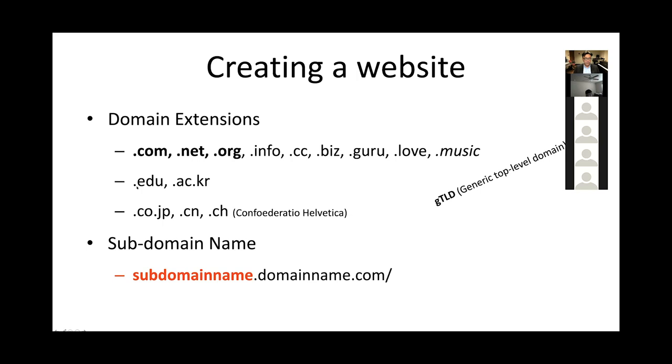.edu, no, you cannot buy something .edu unless you are an accredited education institute. Then .ac.kr is for Korea, AC stands for academic, South Korea, and universities have these. That .co.jp, Japan corporate, used to be strict, requiring proof of incorporation, otherwise you couldn't get it, but nowadays it's loosened up and you can buy it.